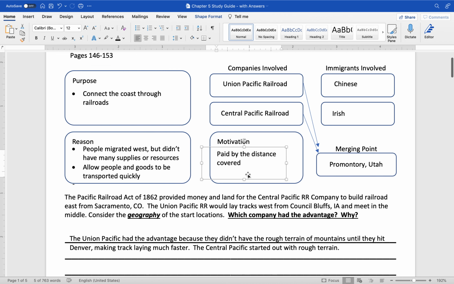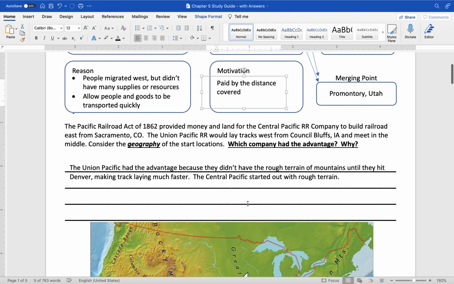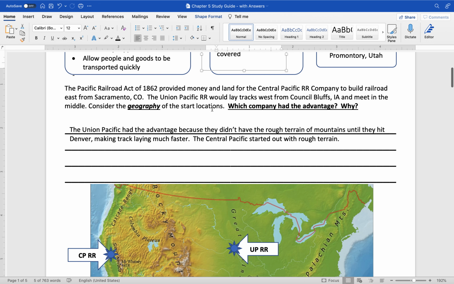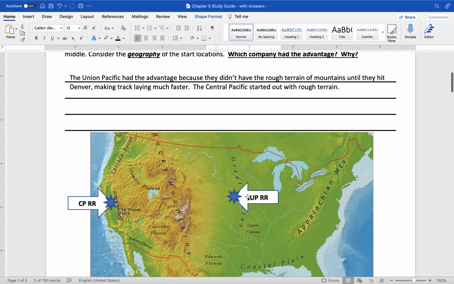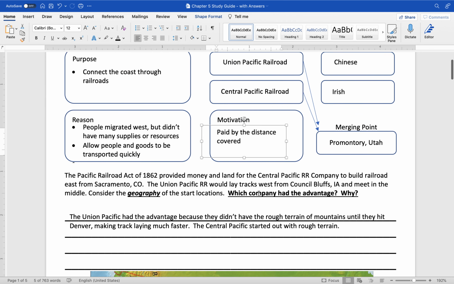And then referring to that, there's a question that's going to ask which one had an advantage and why. And the Union Pacific had an advantage because it goes through all this plain Jane, Nebraska flatland instead of going through the mountains. So instead of having to blast through and make the ground level, it was already level. They could just lay tracks. So Union Pacific had a huge advantage.